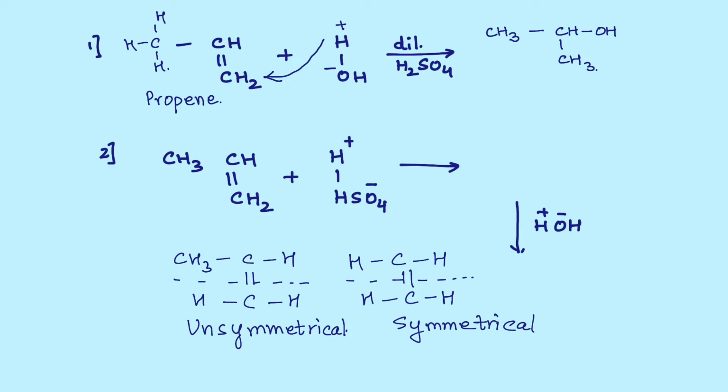How do we name this compound? So we've got here 1, 2 and 3. So the name of this compound would be propan-2-ol. So what kind of an alcohol is this? Yes, it's a secondary alcohol.